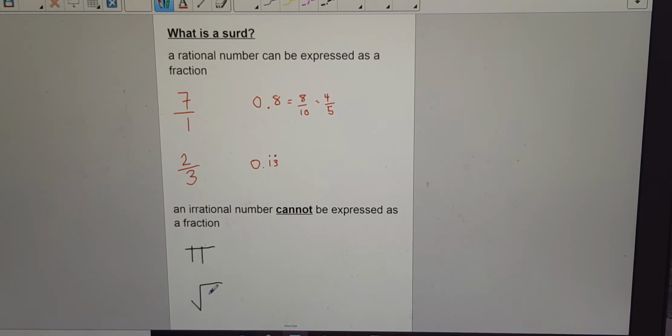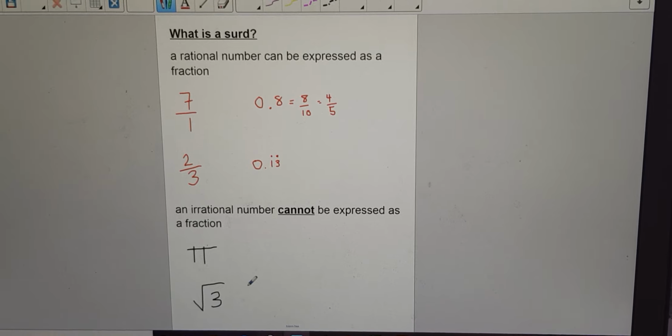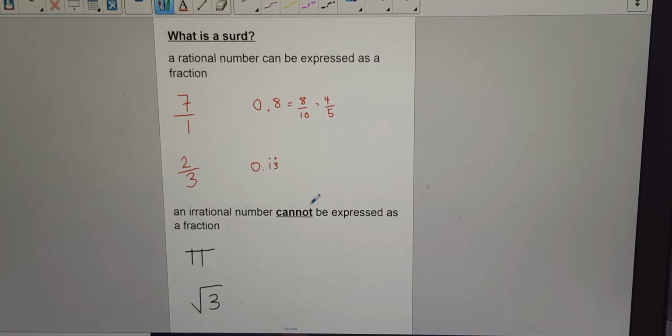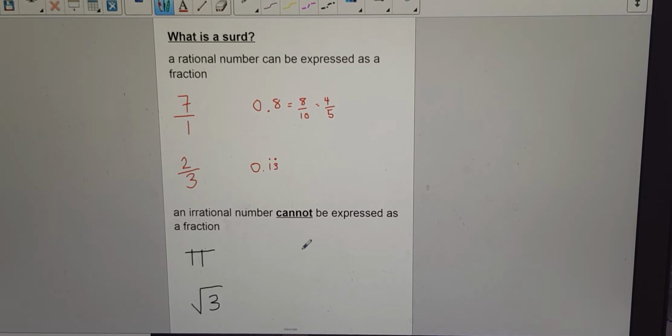But the ones that more often come to mind are things like the square root of 3, for instance. That's an irrational number, and in fact that's a type of surd. Because if I put that into my calculator, it will produce a decimal with no recurring elements to it, therefore it can't be expressed as a fraction.